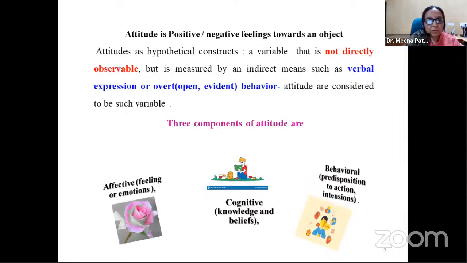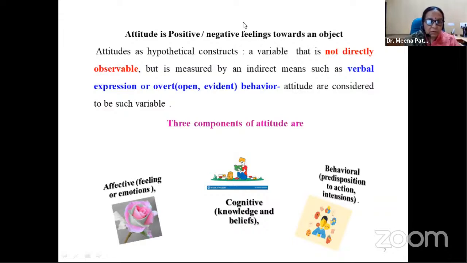We know that attitude is a positive or negative feeling towards an object. Attitude is a hypothetical construct, a variable that is not directly observable. We can't observe our attitude, but it is measured by indirect means, such as verbal expression or overt behavior. So let us understand the three components of attitude.